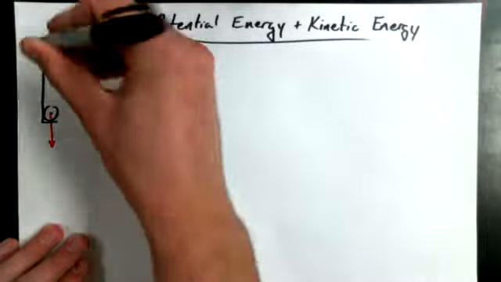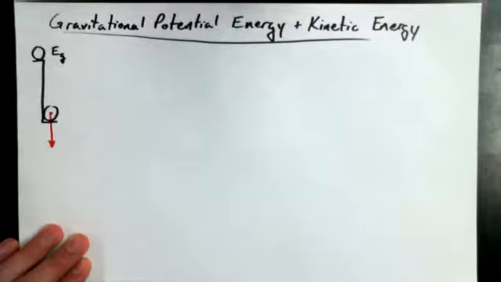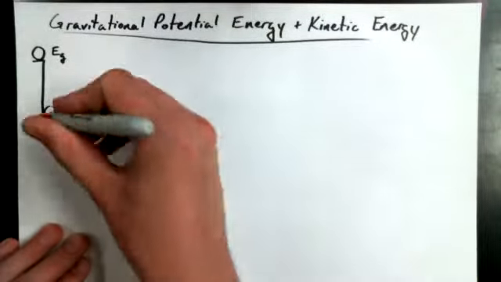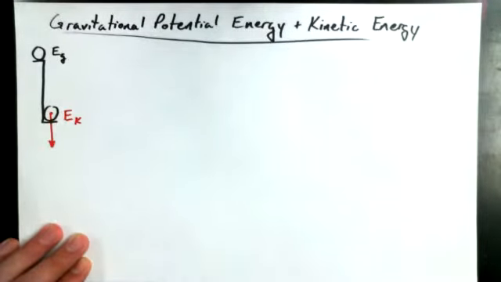People could talk about the gravitational potential energy up at this point. And what was the type of energy it has down at the bottom? What type of energy does it have when it's moving? Kinetic, yeah. So people talk about Eg, G for gravitational potential energy, and Ek, K for kinetic energy.